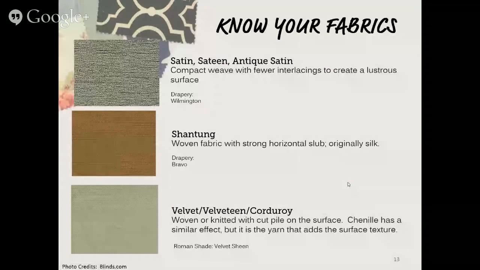Okay, satin, sateen, antique satin. This is a compact weave with fewer interlacings between the warp and the weft, meaning that we can create a very heavy fabric, and it also creates a very lustrous surface. And you can look at this material that we make draperies out of and see that it has a lot of shine to it.